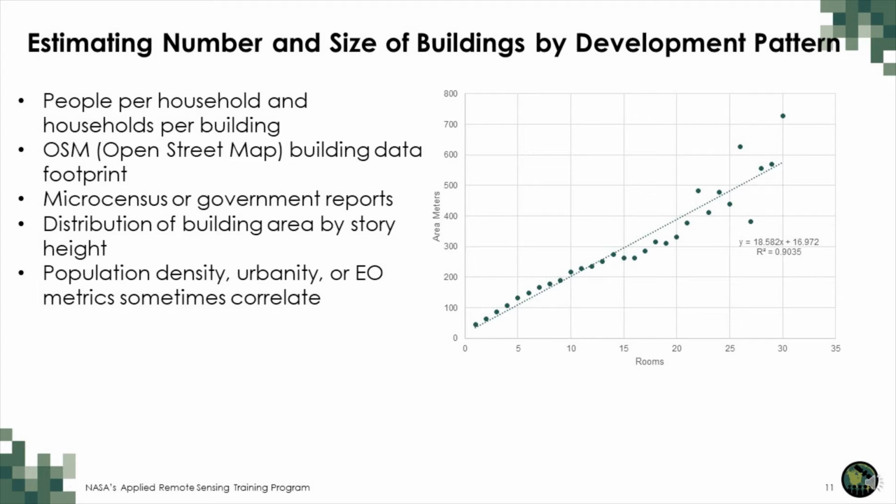A distribution of building area by story height. Story height might not be something that you can directly get from EO data at the level that we're really talking about. We're not talking about developing per building data here. It's aggregate data. But you can come up with a distribution perhaps from the sampling process or an interpretation process, and then from that estimate the total building area. And of course, these things vary by population density, as I said, urbanity, or EO metrics like the SAR will sometimes correlate highly with these attributes.